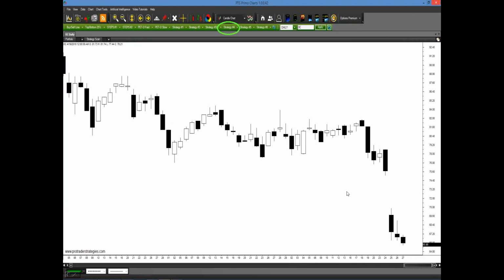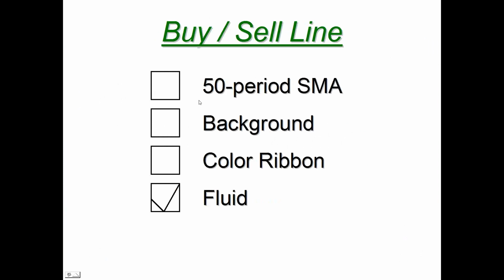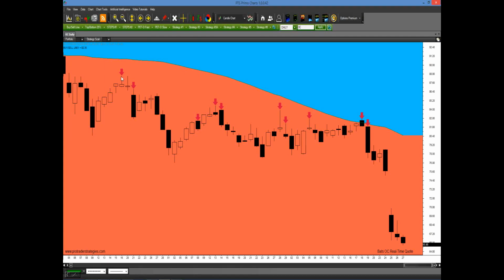And remember, at this point, you need to study what to look for. Let's say you identified a few sell signals. Check your work by clicking on the strategy number 4 tab. The down arrow appears. You click on signal arrows and then click on fluid in the buy-sell line. And now you can go through the process of seeing which signals to take in hindsight.